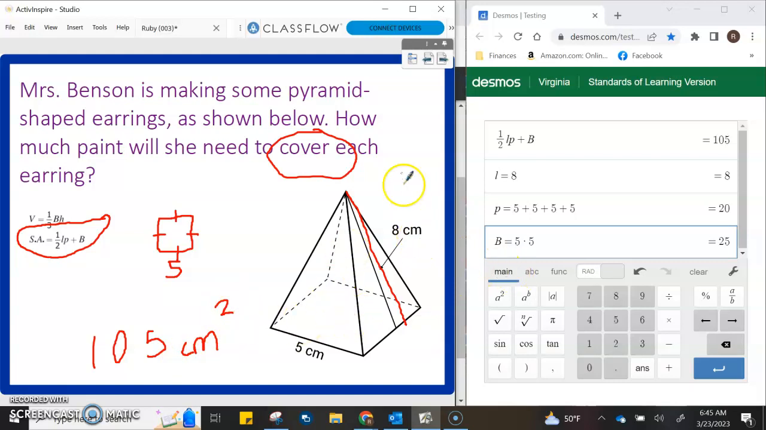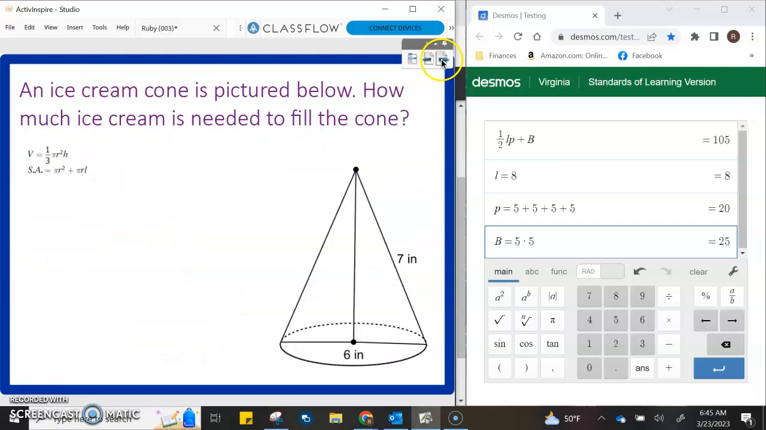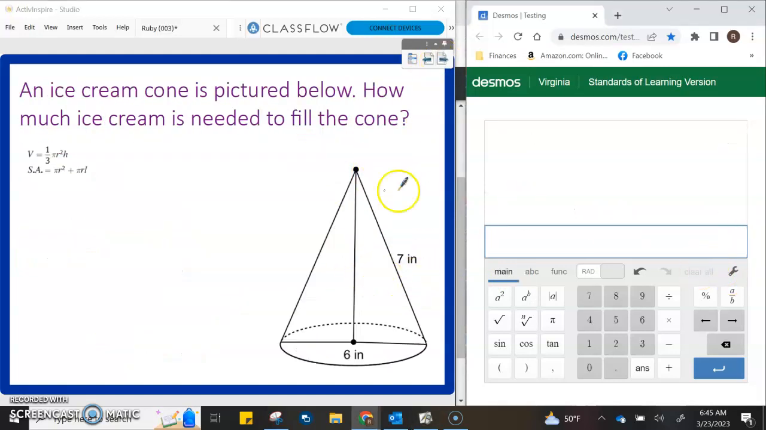All right, so let's go to the next one. That's a cone. So let's figure out what they're asking us for. An ice cream cone is pictured below. How much ice cream will fill it? So fill means volume. So let's go ahead. Oops, I'm going to move this 7 here. That 7 should be a height, not a slant height. Okay, so I'm going to move that.